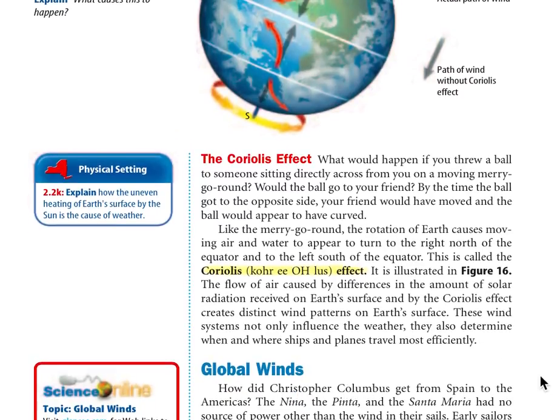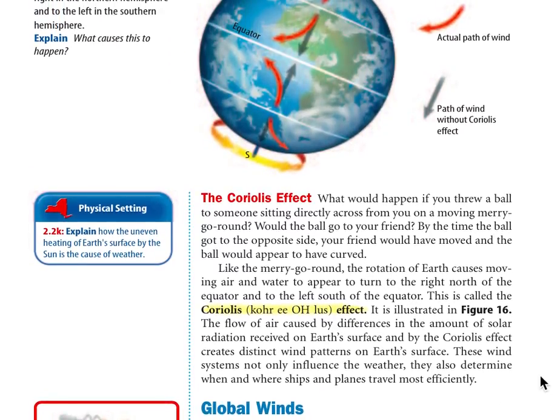The Coriolis effect. What would happen if you threw a ball to someone sitting directly across from you on a moving merry-go-round? Would the ball go to your friend? By the time the ball got to the opposite side, your friend would have moved and the ball would appear to have curved.